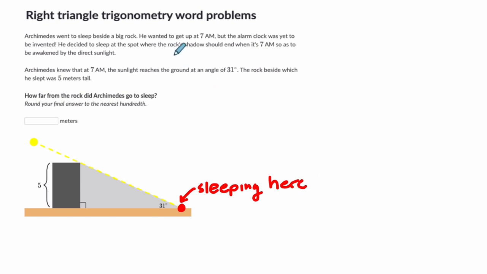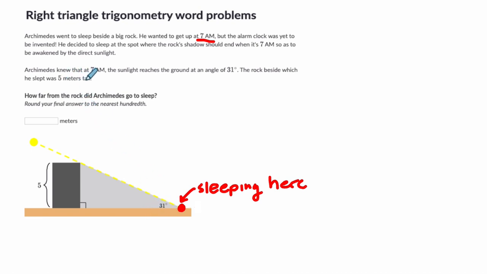Okay, he wanted to get up at 7 a.m. All right, but the alarm clock was yet to be invented. He decided to sleep at the spot where the rock shadow would end when it's 7 a.m., so as to be awakened by direct sunlight. So I know he's sleeping here because you can see the sun would be hitting him at this point. It wouldn't really make sense to have him sleep here or here. There's nothing indicating that. But let's read further and we'll make more sense of it.